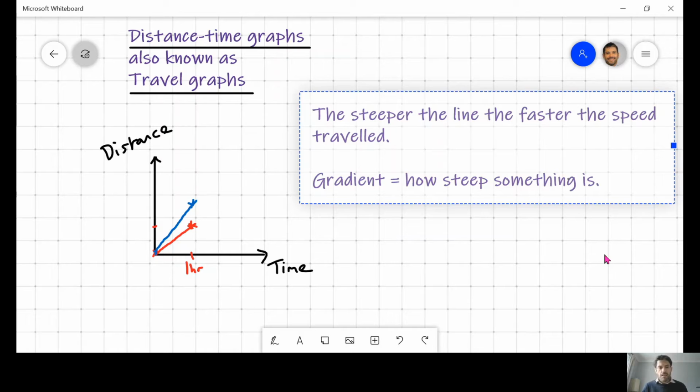Hope that makes sense, because you've traveled for 1 hour, but you've traveled further, and that's all there is. Speed is just the distance in an amount of time: miles in 1 hour, or kilometers in 1 hour, or meters per second. So how many meters do you travel in 1 second? That's all speed is. So what we're taking from any gradient on a line in the distance-time graph is the speed, because it is the distance traveled in an amount of time.